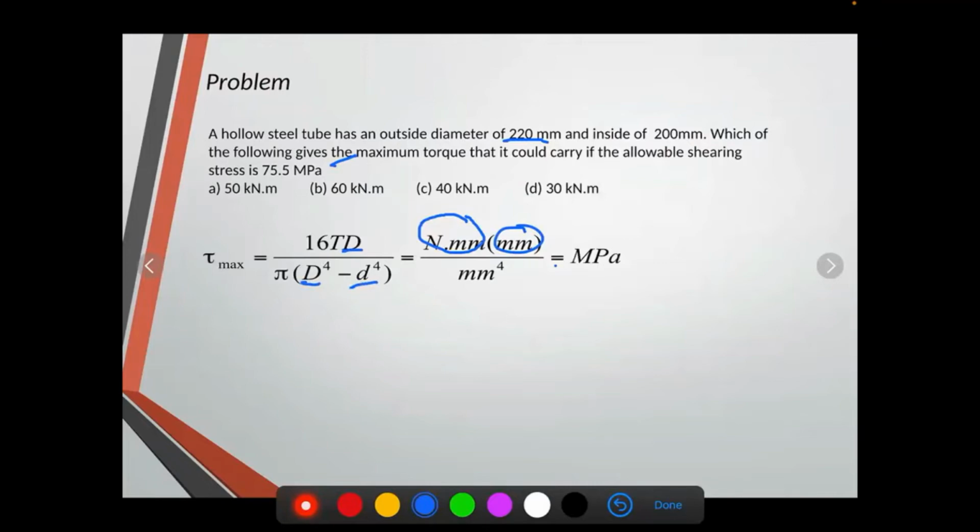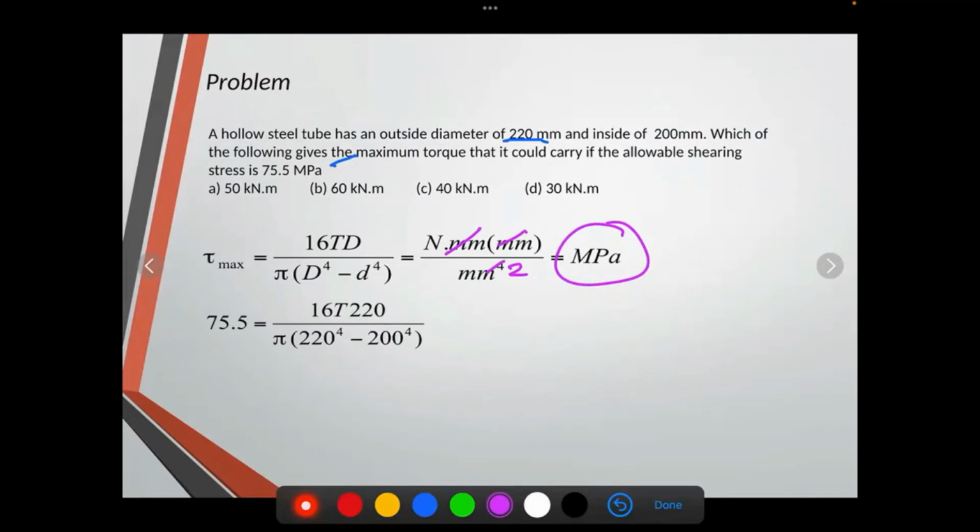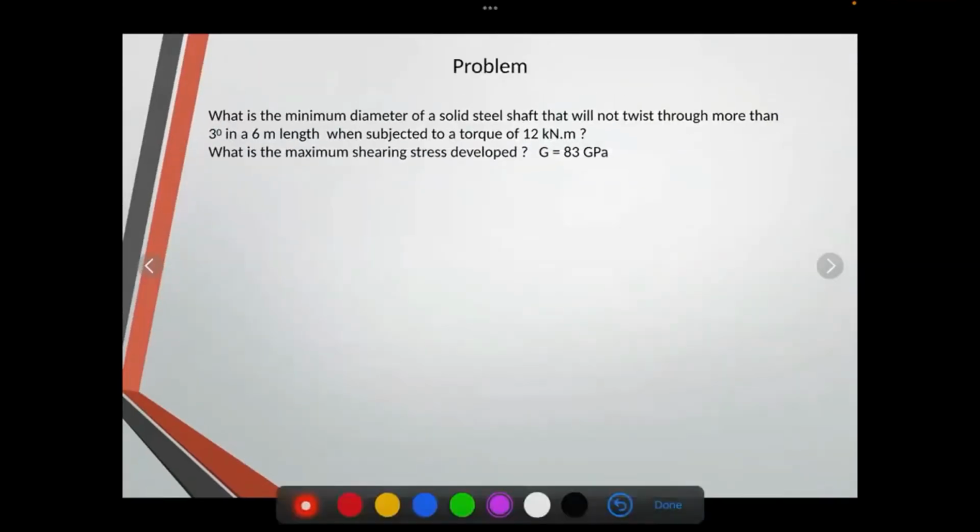So, the final answer will be, diba? So, mm. So, Newton millimeter squared. The unit for your final answer is megapascal. So, checking now. So, yun. So, your T, direct substitution lang, we can get the value of your T. Yan. So, ito, simple example lang yun, no? Wherein we are doing direct substitution.